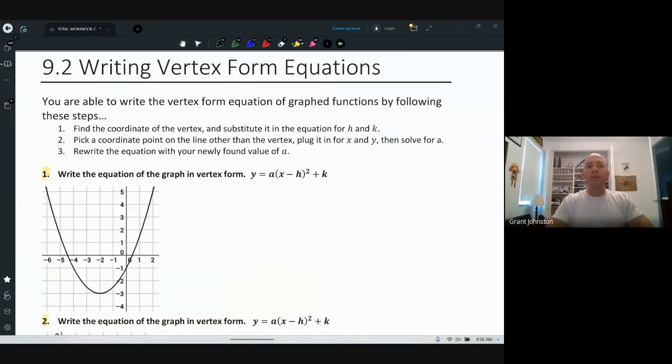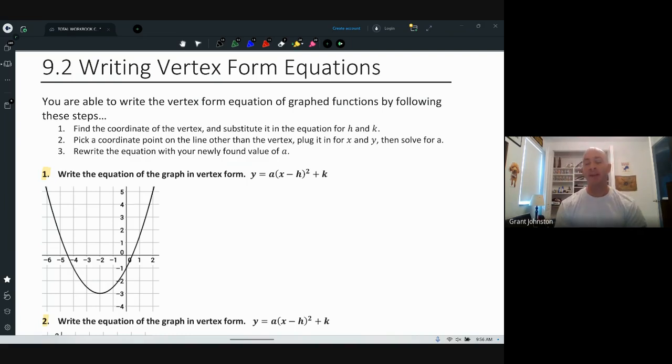Writing vertex form equations. You are able to write the vertex form equation of graphed functions by following these steps. Your first step is to find the coordinate of the vertex, and then put it in the equation for h and k. Then the only thing you're missing is the a value. So you pick a coordinate point on the line other than the vertex, plug it in for x and y, solve for a, and then rewrite your equation with your newly found value of a.